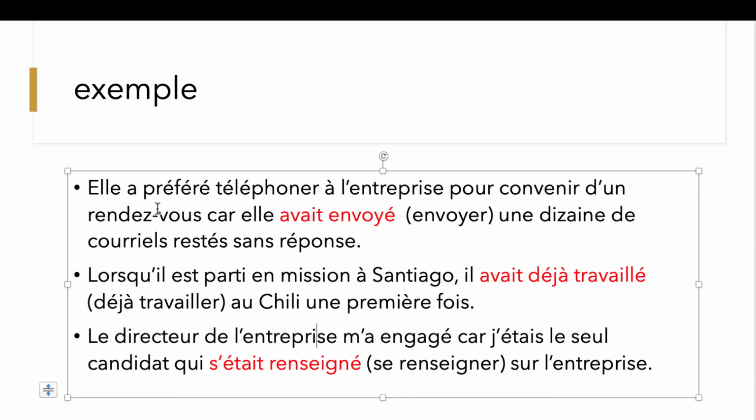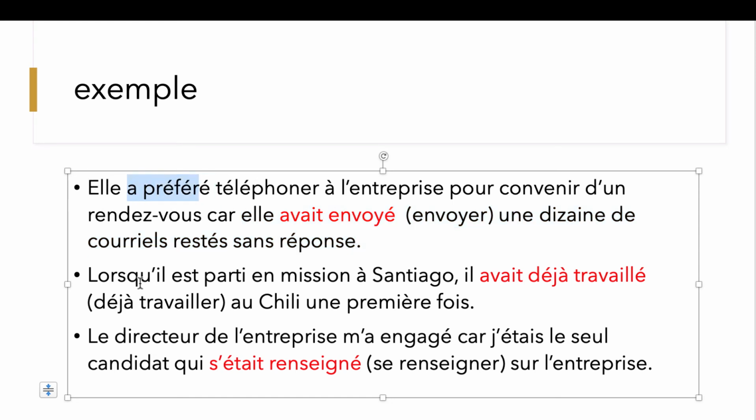What I want to do now is let's take a look at what event happened first. Elle a préféré téléphoner à l'entreprise pour convenir d'un rendez-vous qu'elle a envoyé une dizaine courriels restés sans réponse. So this is the first event that happened first, right? She sent off a lot of emails. And then she realized, okay, this is not working, so I'm going to be calling people. Okay, so this event happened first, and then that event happened second. Because this event happened first, this is going to be plus que parfait, and then the rest would be in passé composé.